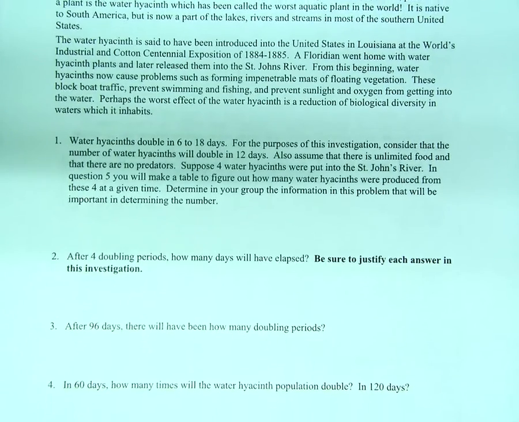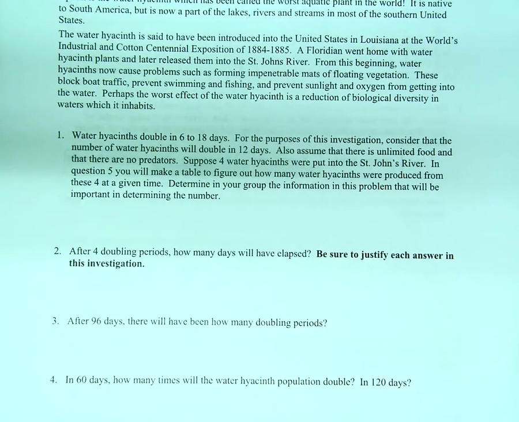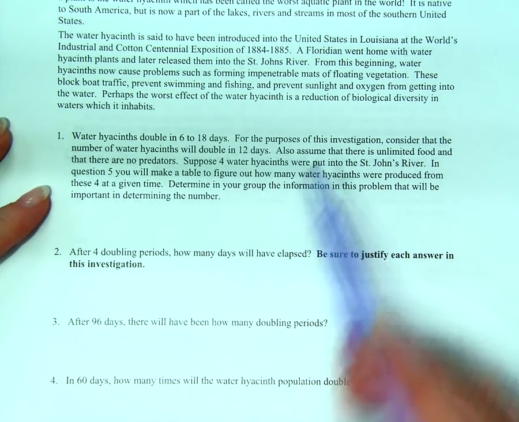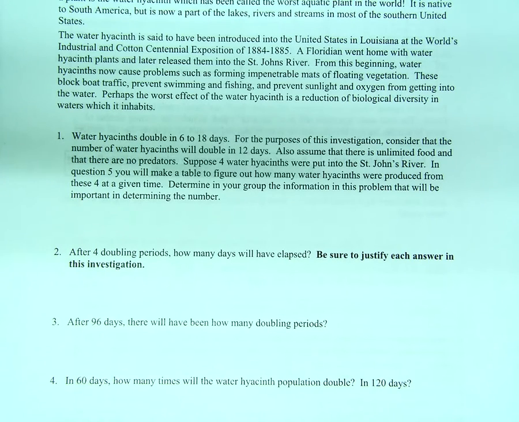Water hyacinths double in 6 to 18 days. For the purpose of our investigation, please consider that the number of water hyacinths will double in 12 days. Okay? We are making an assumption here that we're saying 12 days just so we have a number that we can all use so we're all getting relatively the same answers or exactly the same answers. Also, please assume that there's unlimited food and water and that there are no predators.